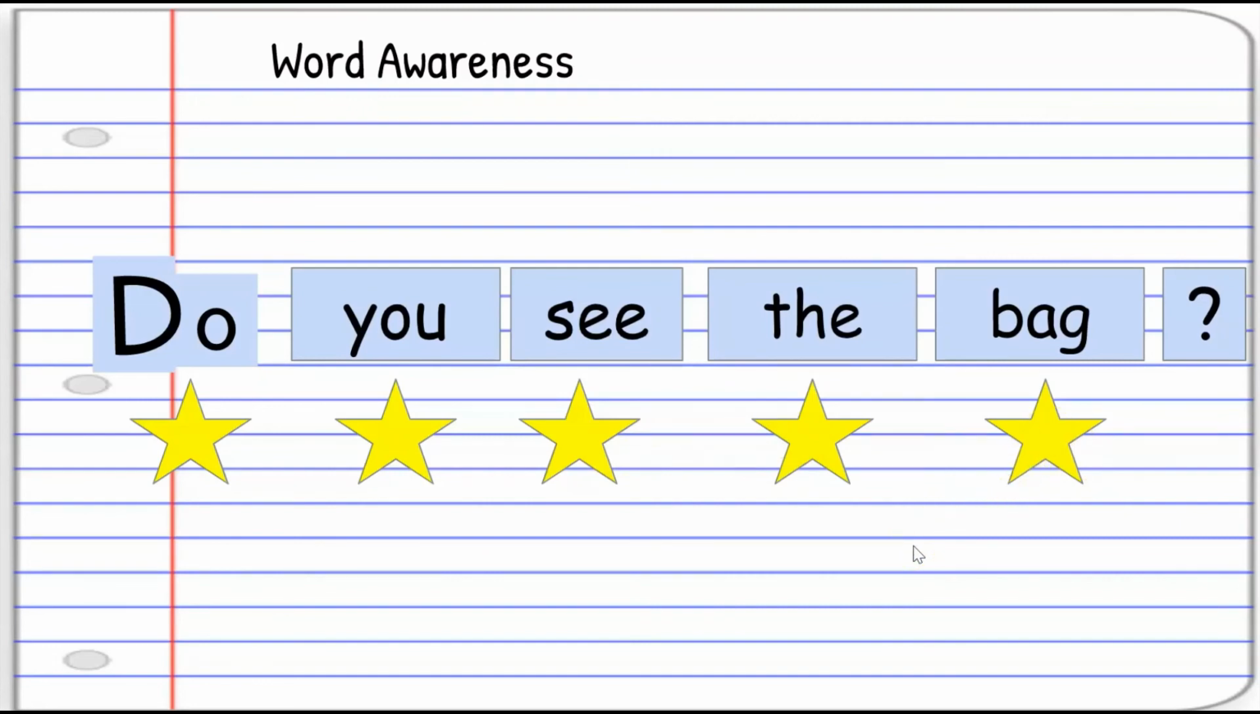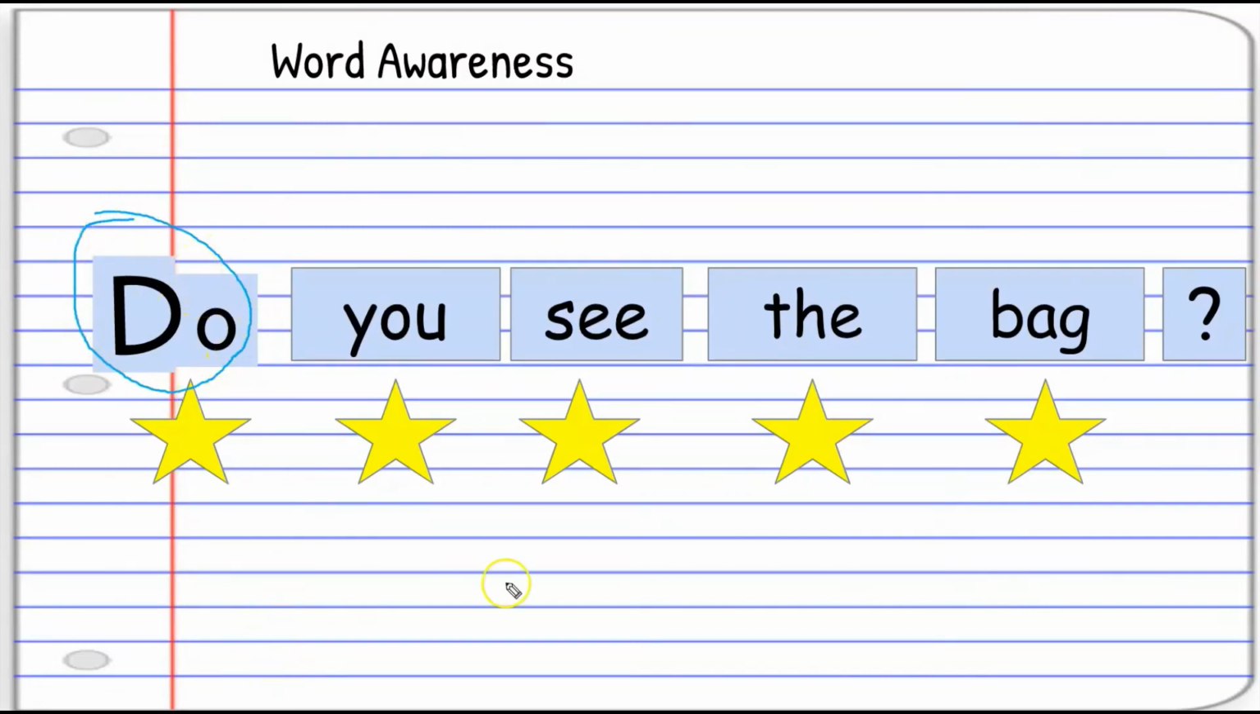This is definitely a complete sentence. It's a complete question. It's asking me about a bag. That's why we have a question mark. Do you see the bag? How many words do you see in this question sentence? 1, 2, 3, 4, 5. If you said 5 words, great job. Let's see if we can find the sight word of the week. Did you say do? You got it.